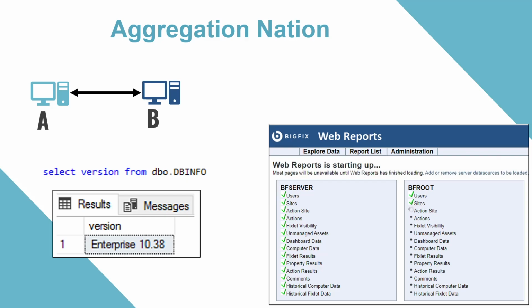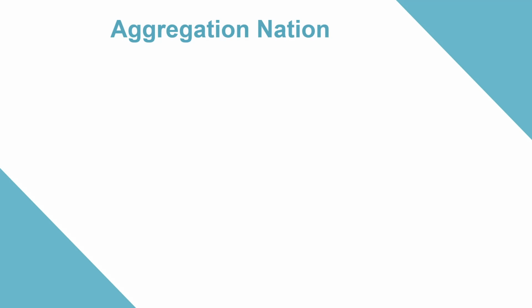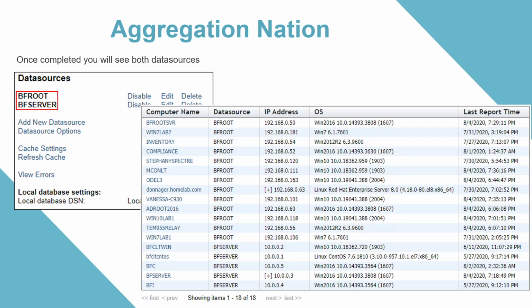When logging in, you'll see both data sources synchronizing the data. Once the process is complete, you will be able to see both the data sources in server A. And you'll also be able to see the data from both BigFix instances in a single Web Reports server.